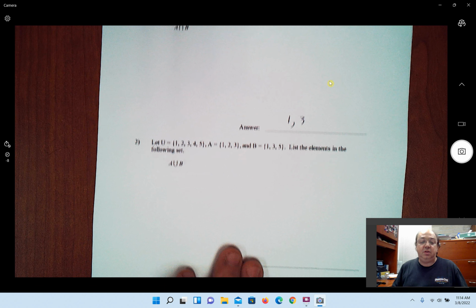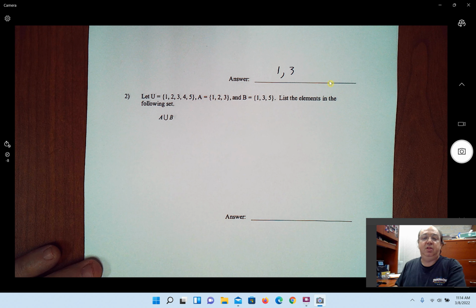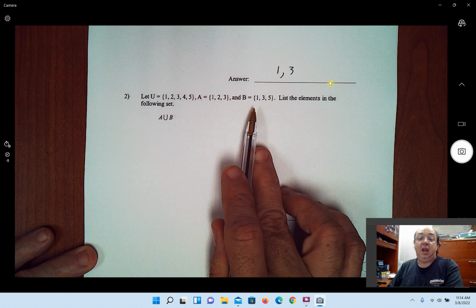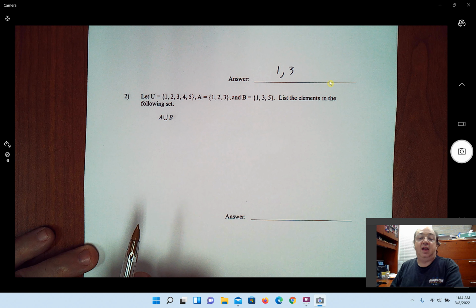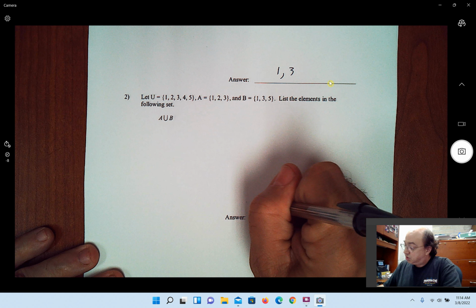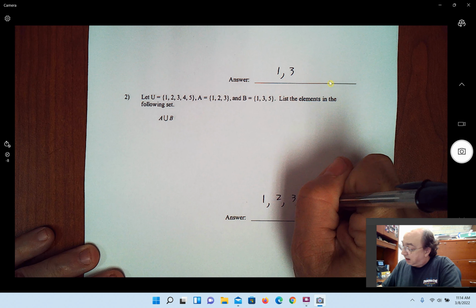The next one is the union. The union is going to be the complete list of all the elements that are inside of set A, or inside of set B, or inside of both of them. So we want to list all those elements. So that's going to be 1, 2, 3, and 5.